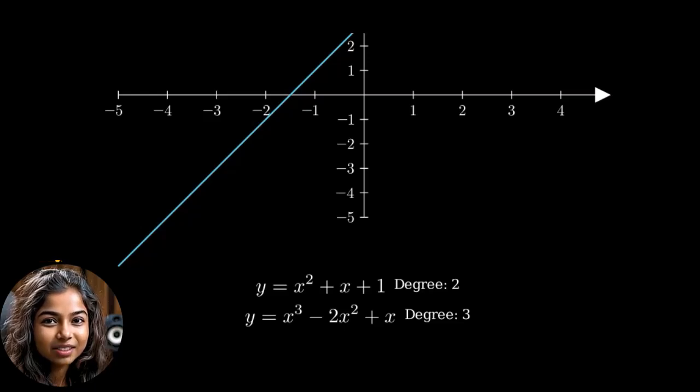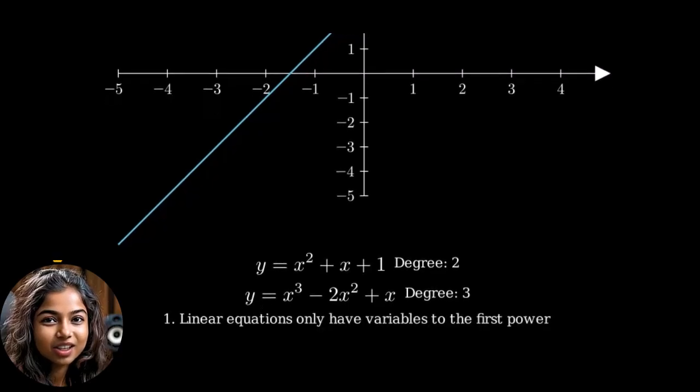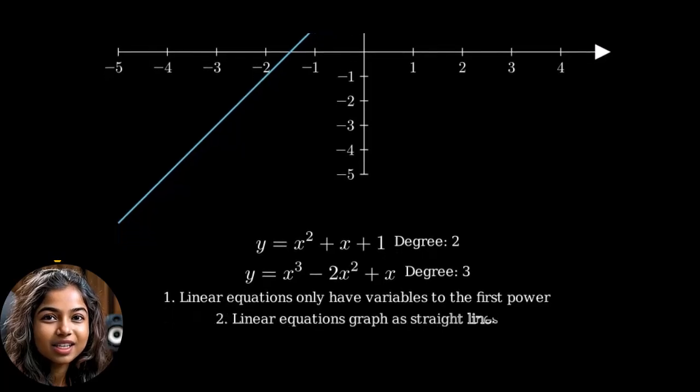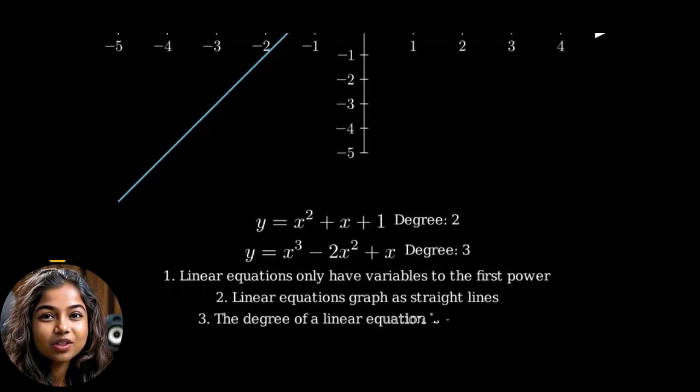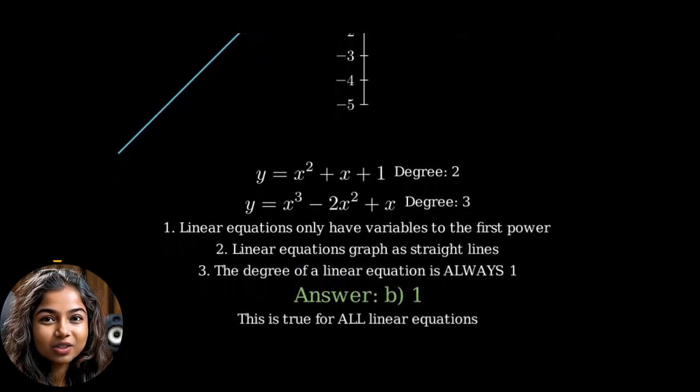Let's summarize what we've learned about linear equations. 1. A linear equation always has variables raised to the first power only. 2. When graphed, a linear equation always forms a straight line. 3. Therefore, the degree of a linear equation is always 1. Therefore, for question 14, which asks about the degree of a linear equation, the correct answer is B.